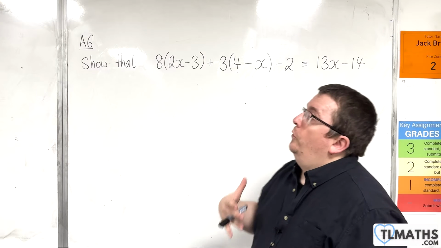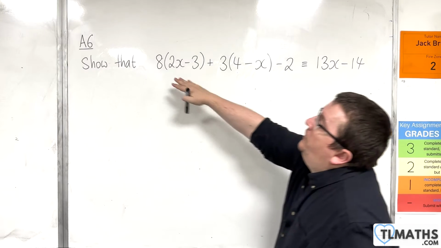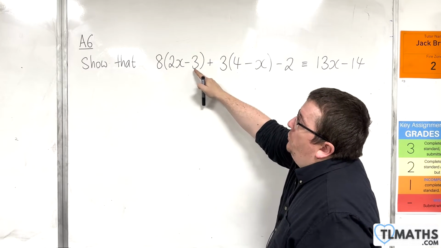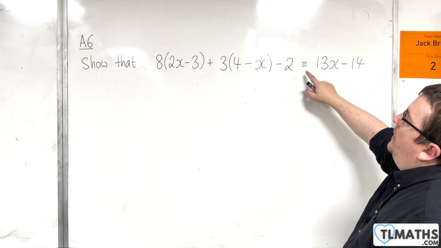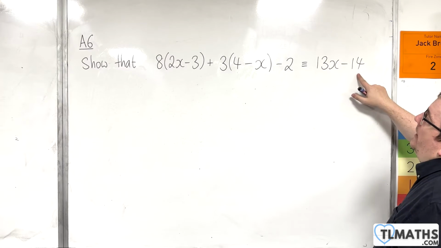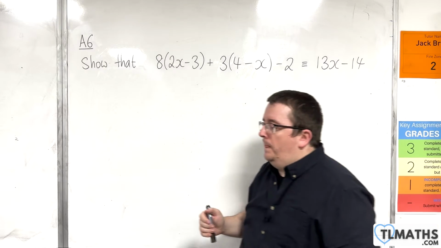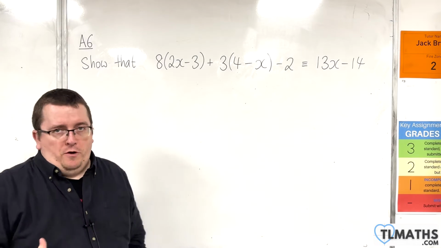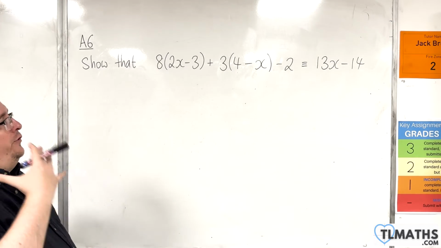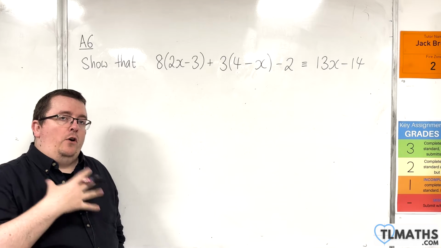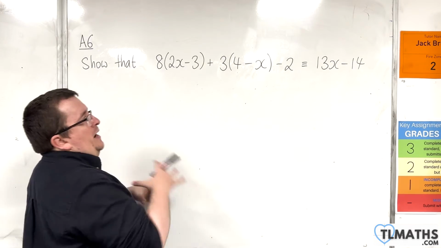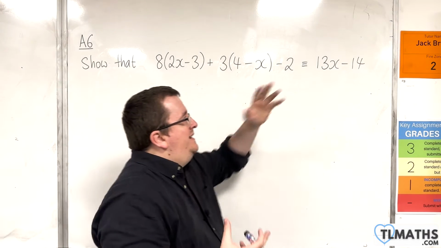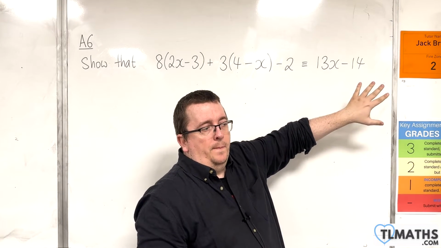So in this video, we want to show that 8 lots of 2x take away 3 plus 3 lots of 4 take away x take away 2 is equivalent to 13x take away 14. Now, the way to approach this is to take one side of the equivalency. So take one of the expressions and you want to manipulate it to get it to the other side.